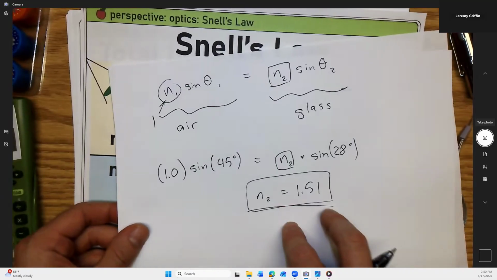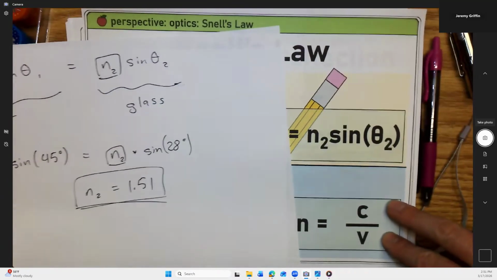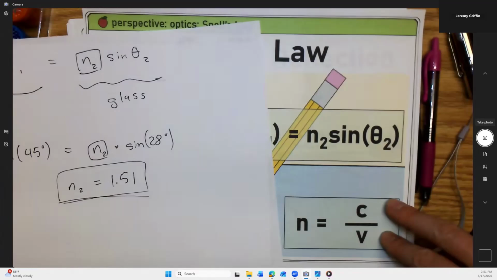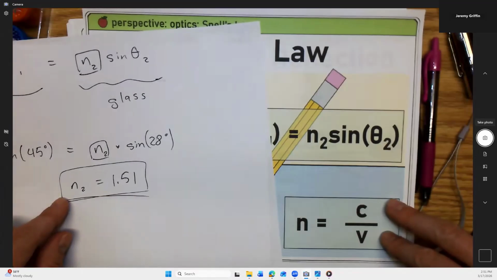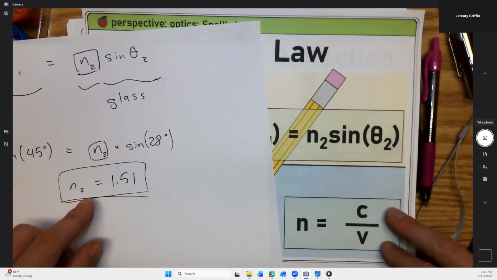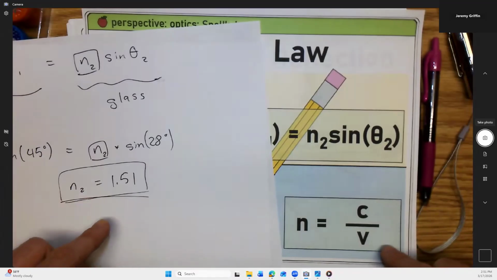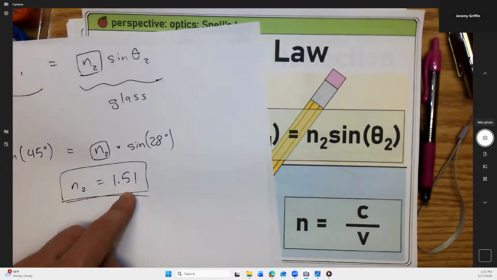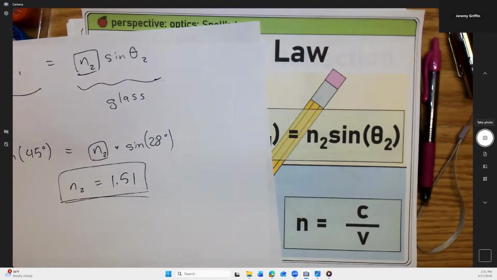Can you have an index of refraction that's less than 1? I would say reasonably no, because if this number was like 0.9, what that means is that the speed of light somehow went faster inside the glass. The speed of light can never go faster than it can in a vacuum. That's just a universal constant. So the index of refraction you'll see is always more than 1. It could be 1.2, 1.3, 1.5.